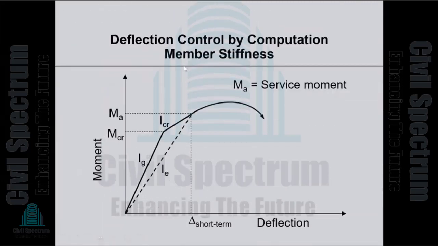So this is our mental picture. Initially the section has gross moment of inertia. Then when it cracks, it has cracked moment of inertia. M sub CR is the cracking moment. M sub A is the service moment, the moment caused by service level loads. The slope of this line is the effective moment of inertia. So I gross, I cracked, and I effective.